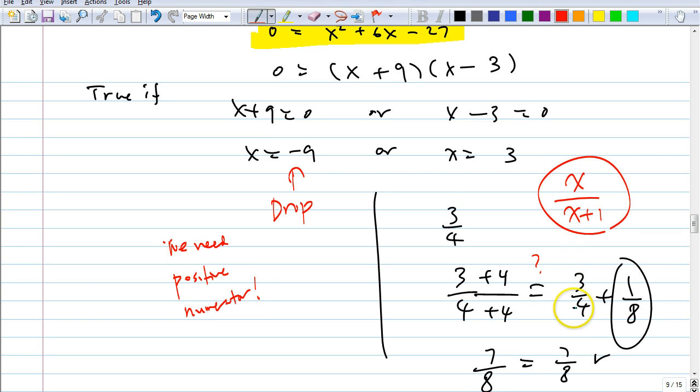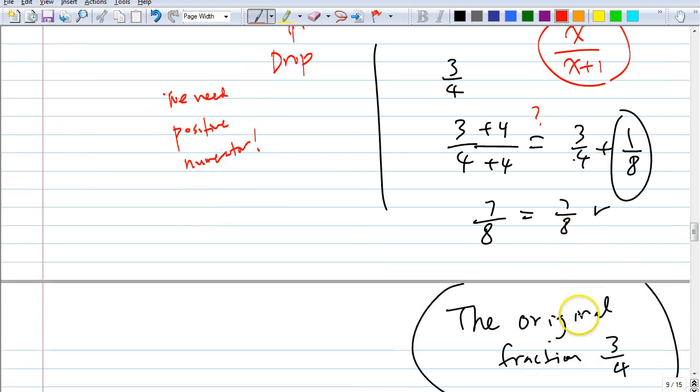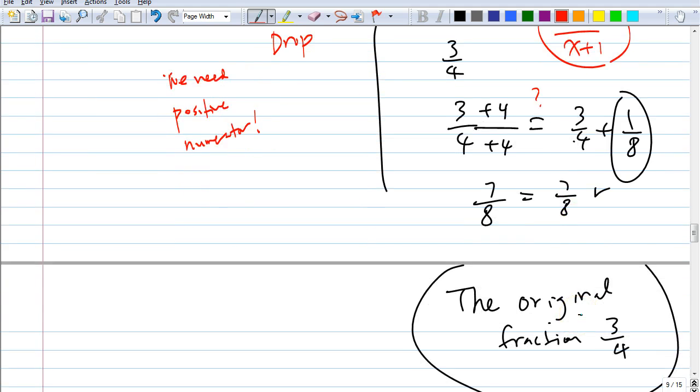3/4. What do you multiply top and bottom of 3/4 by? 2/2, and it does come out to be. Yeah. So the original fraction what? 3/4. Okay. Does this make sense, class? How many people got 3/4? That's the original fraction. Okay, good. Now, if you didn't, do you see why? That's the original fraction. Does that make sense?